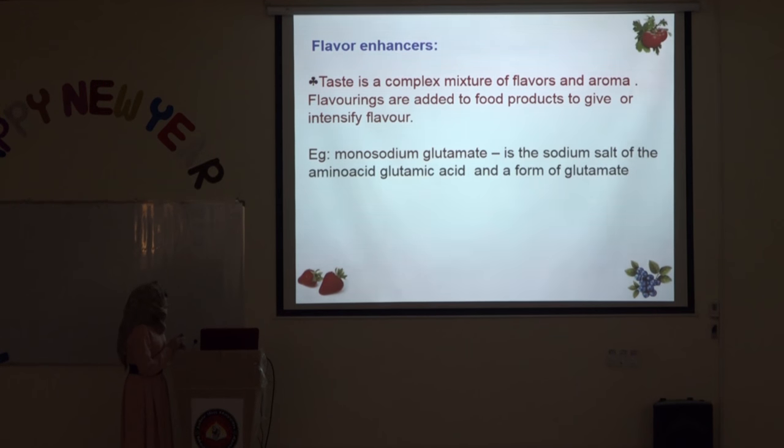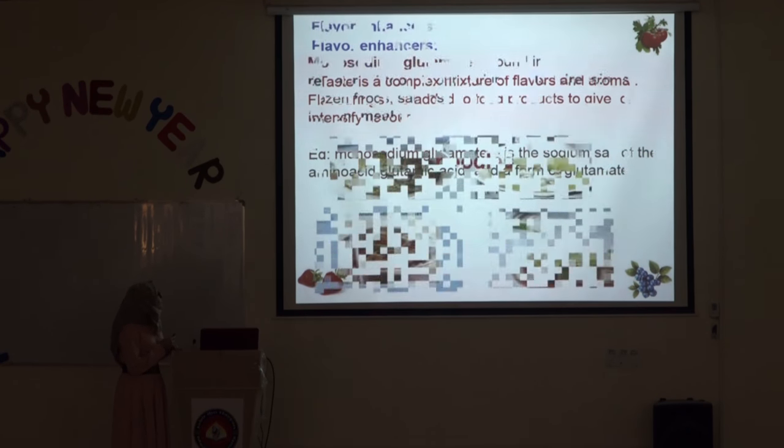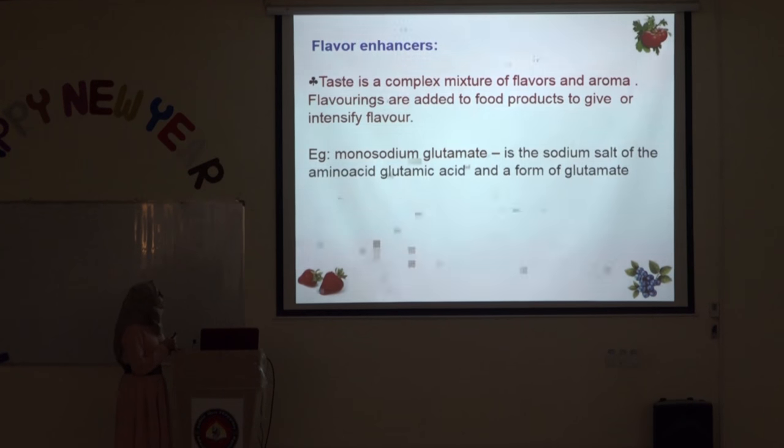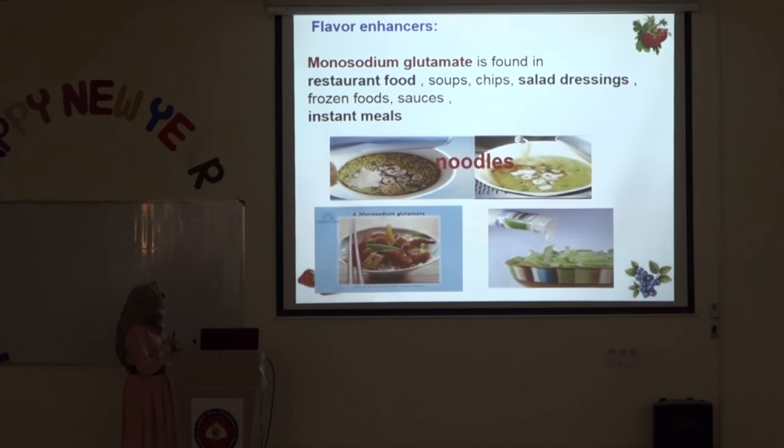Flavor enhancer. The taste or flavor present results from flavorings and aromas. Flavorings are added to the product to give or intensify flavor. An example is monosodium glutamate. Monosodium glutamate is found in soups, chips, and frozen foods, most restaurant food, appetizers, the frozen food.